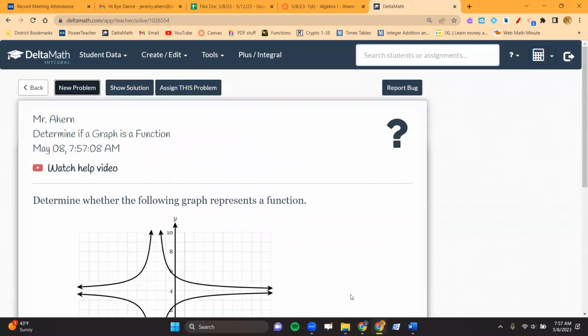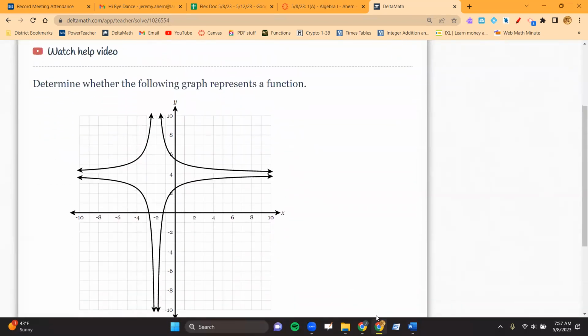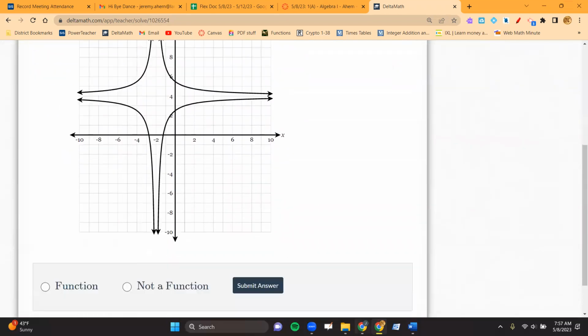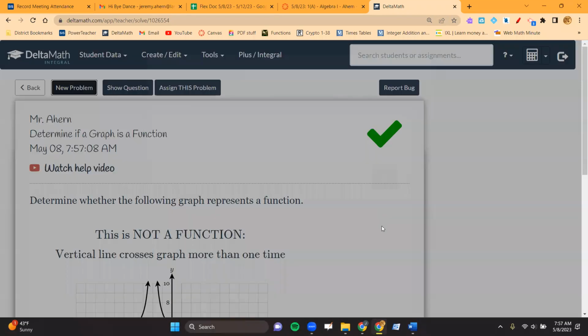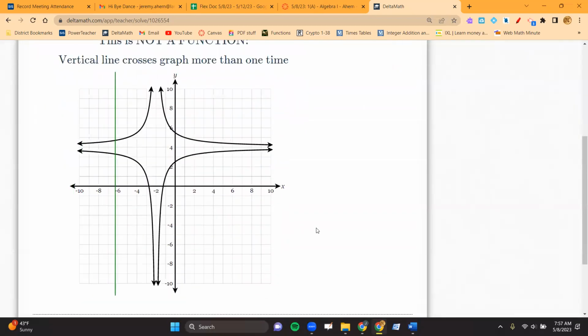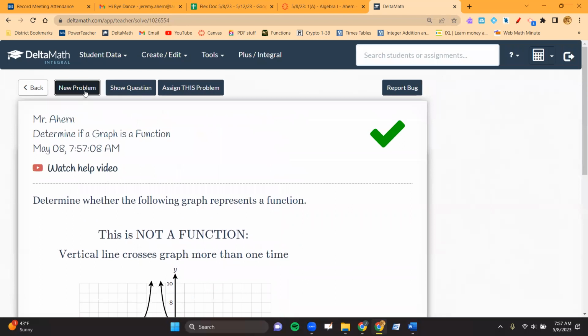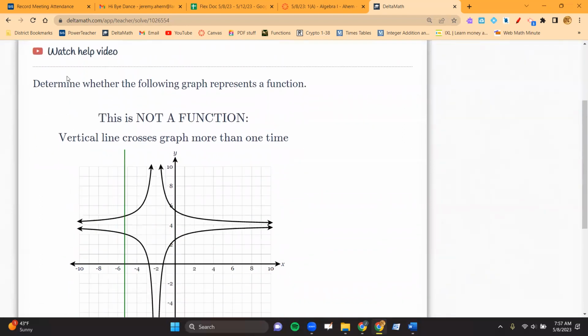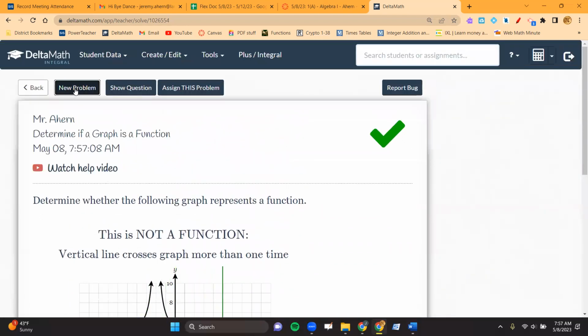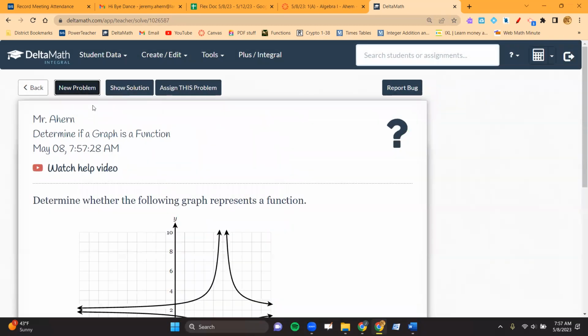Let's do another one. How about this one? Function? Again, very much not a function because when you watch the line go across, it's going to constantly be hitting the graph twice. Yeah, it's a neat graph, right? That's a rational function. That's kind of the same thing.